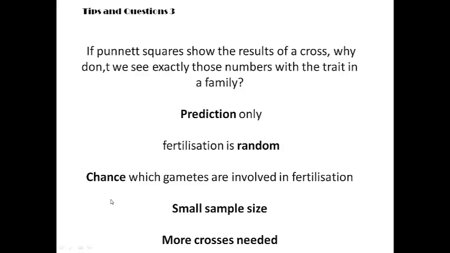Just like if you tossed a coin twice, the prediction is there'll be 1 head and 1 tail, but you may not necessarily get that. You may get 100% heads, 2. But the more times you toss the coin, the more likely your ratio will come down to close to 1 to 1. So your last idea will be that to get an actual result that matches a Punnett square, a lot more crosses would be needed, or a larger sample size.